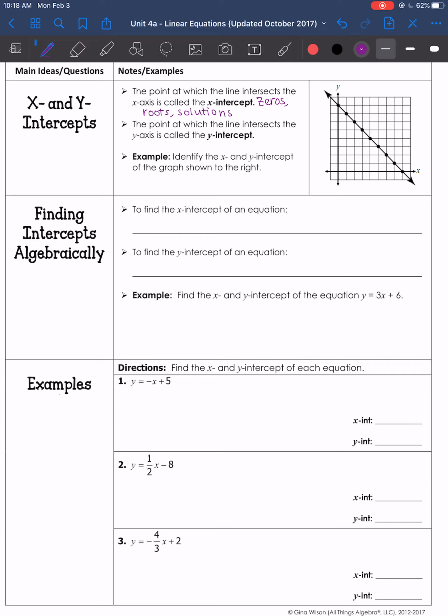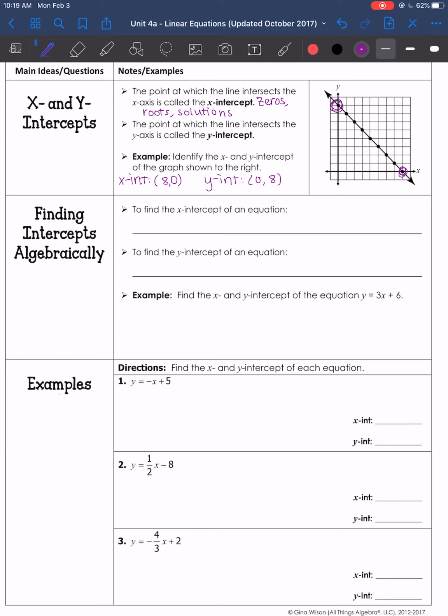So our x-intercept, and we're going to write them as a point, is this point right here. It's 0 in the y direction, so y is 0, and then we go 8 in the x direction. So our x-intercept is 8, 0, and then our y-intercept is 0 because we don't go any in the x direction, and then we go up 8 because it's this point right here.